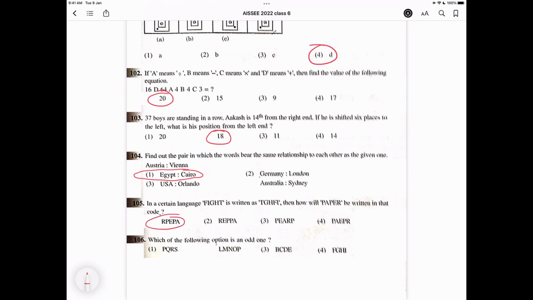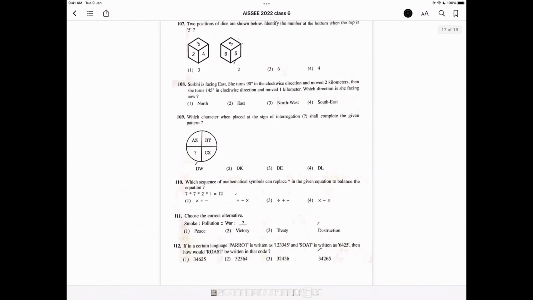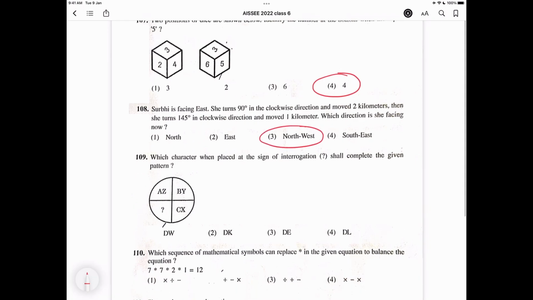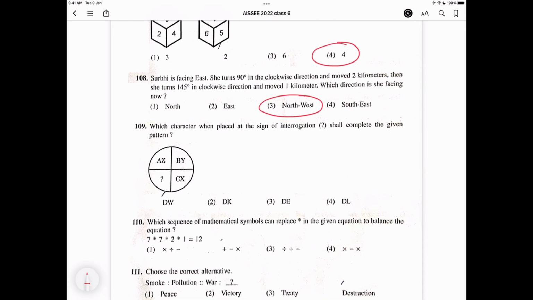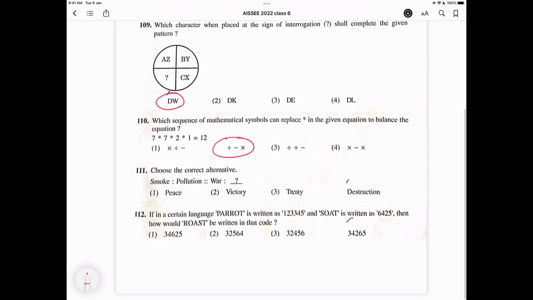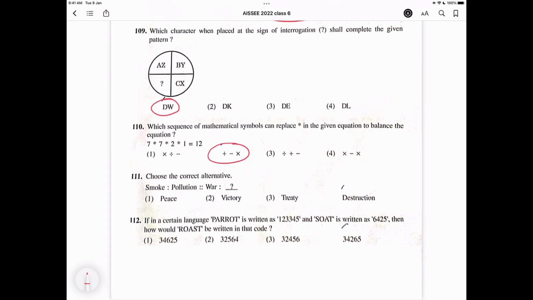For question number 106, second is the answer. For question number 107, fourth is correct answer. For question number 108, third is the correct answer. For question number 109, first is correct answer. For question number 110, second, this one is correct answer. For question number 111, fourth is correct answer. For question number 112, fourth is again correct answer.